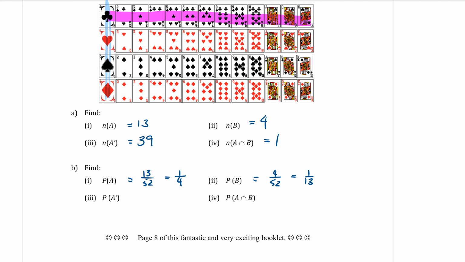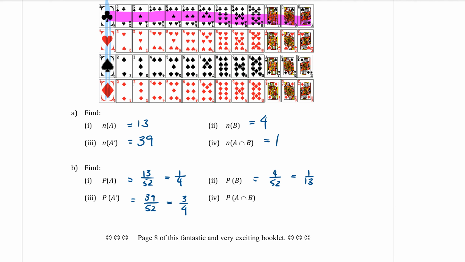Part 3, probability of not A. Now the good thing is these kind of follow from these ones. We've already counted them here. We're just writing them as probabilities. So not A was the 39, so it was these 3 rows, and we put that out of 52. And that simplifies to 3 quarters.